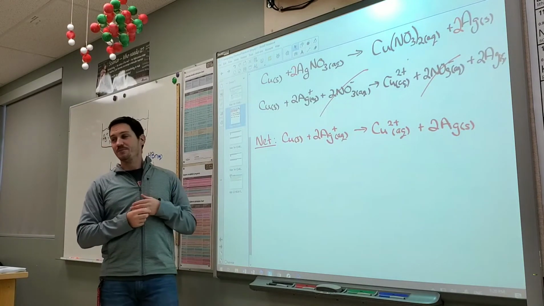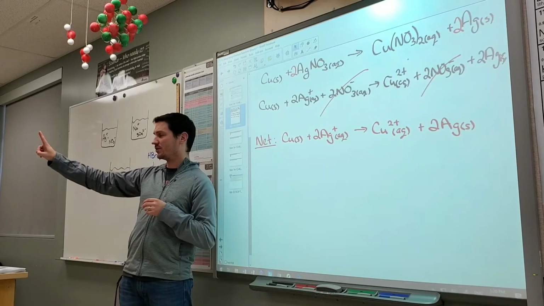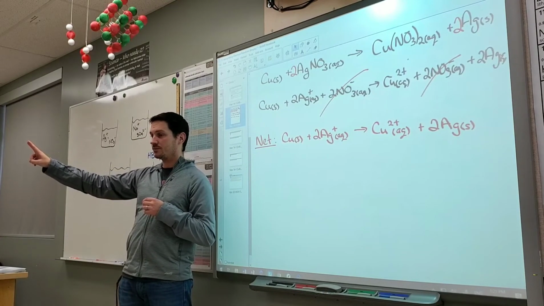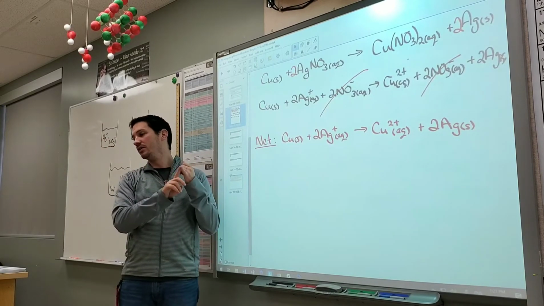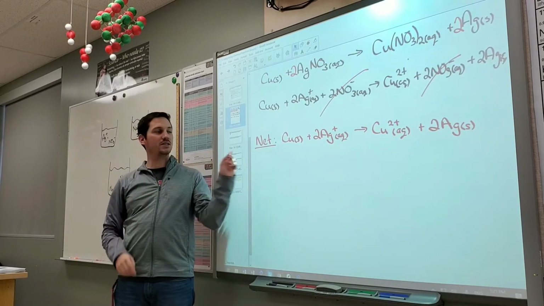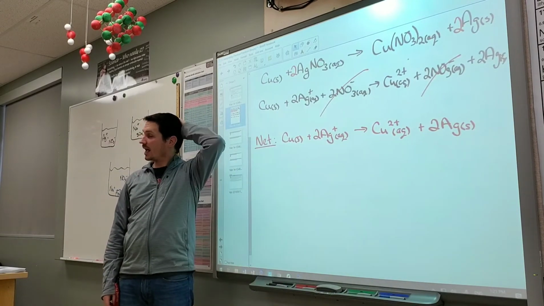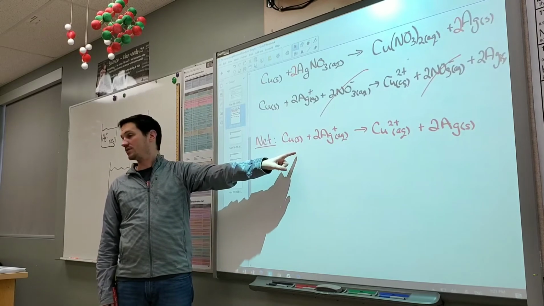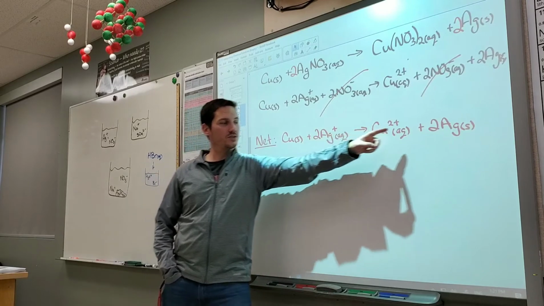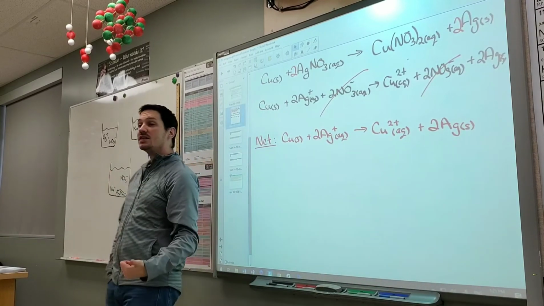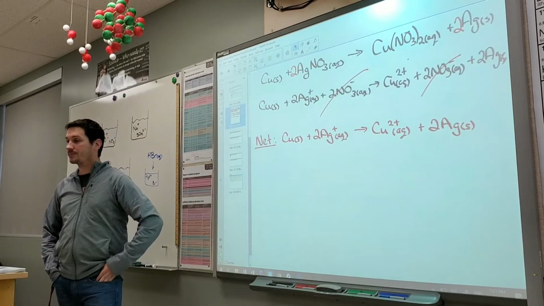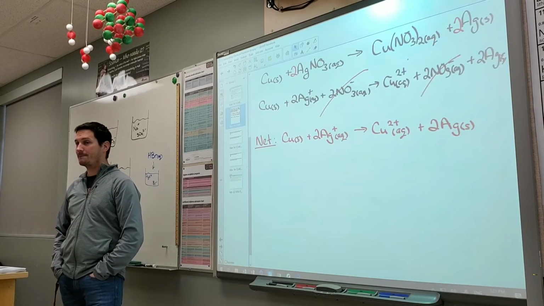Okay? We've got two laws for equations, don't we? What are our two laws for equations? Law of conservation of mass and conservation of charge. Does this net ionic reaction follow the law of conservation of mass? Yeah. One copper, two silvers, two silvers. Good. Does it also follow the law of conservation of charge?